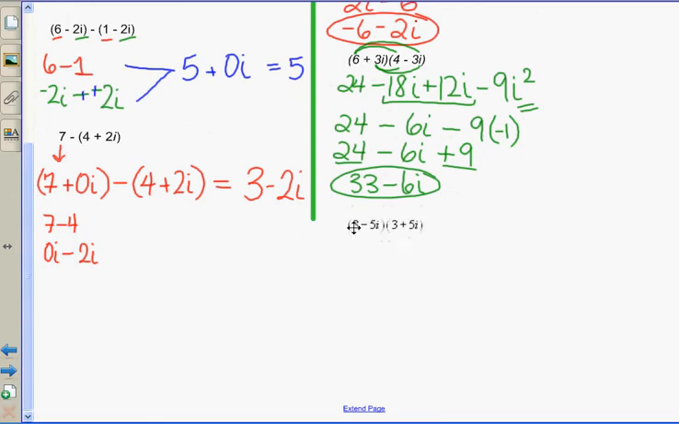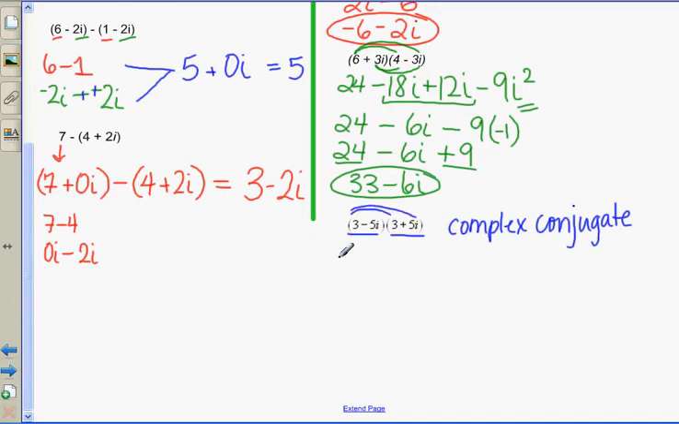Okay. I put this one on here on purpose. These are very special complex numbers. When it's the exact same number, but one says plus and one says minus, these are called complex conjugates. And I just want you to look and see what happens when we multiply complex conjugates.